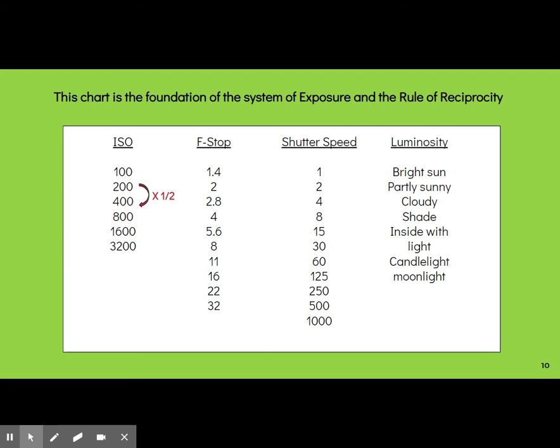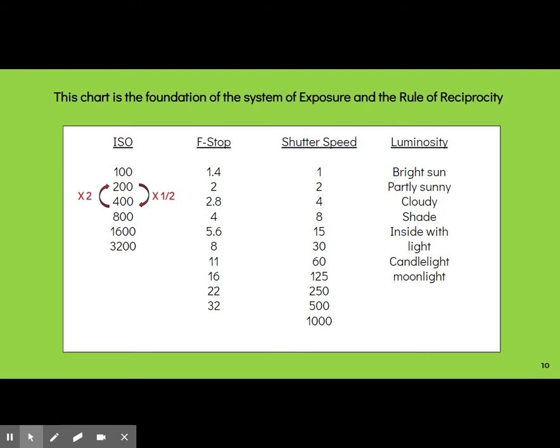So looking at this chart, we see that 400 is twice as sensitive as 200. So 400 needs half as much light. So by the same logic, 200 needs twice as much light here. So the chart moves from top to bottom, meaning needing the most light at the top of the chart towards the least amount of light at the bottom of the chart.